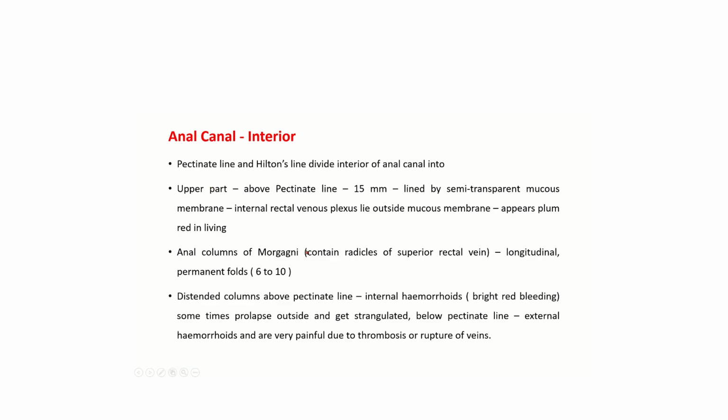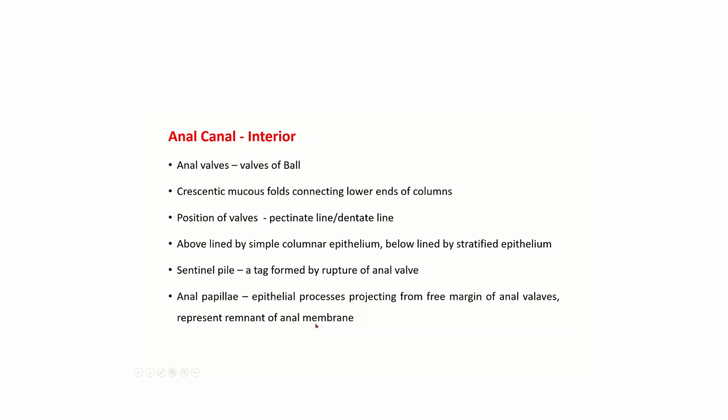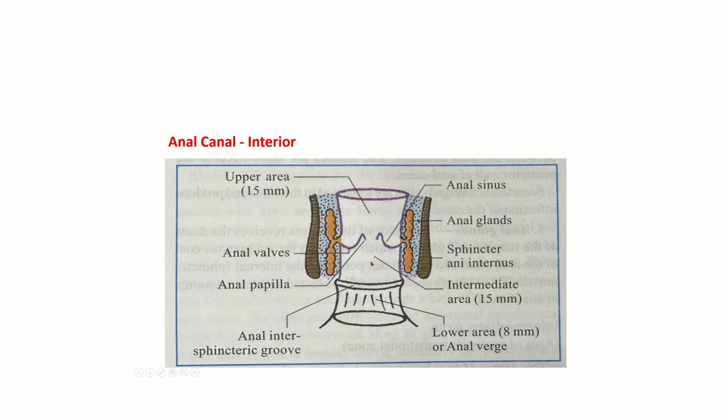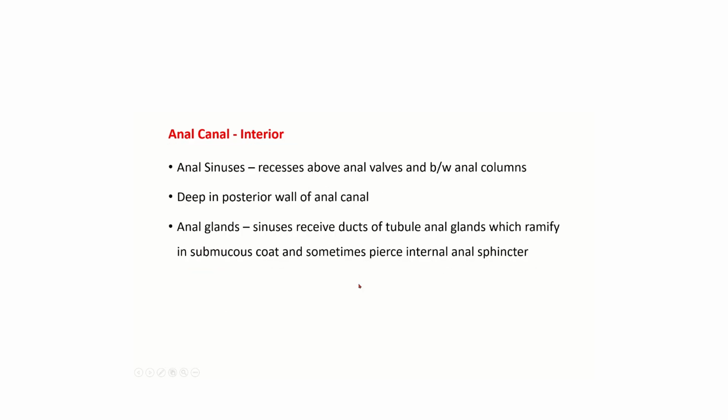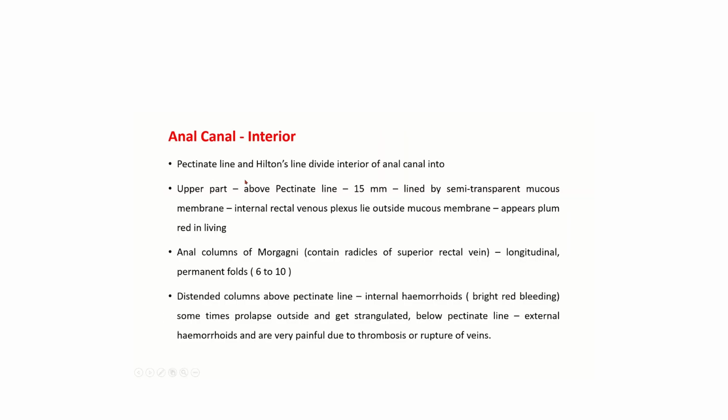So interior of the anal canal, as you see here, this is the pectinate line, this is the Hilton's line. We will be concentrating on the following parts, which will help us. Interior of the anal canal is divided into upper part, intermediate part, and lower part. Upper part and intermediate part are separated by the pectinate line, and the lower part and intermediate part are separated by the Hilton's line, which represents the anal intersphincteric groove or lower part of the internal sphincter. So pectinate line and Hilton's line divide the interior of the anal canal.